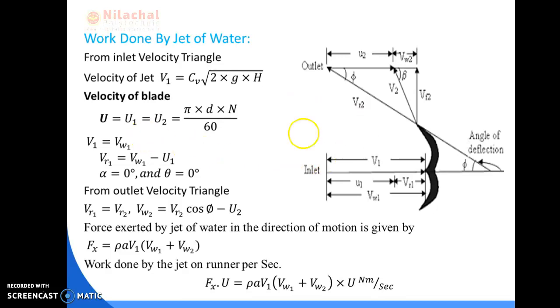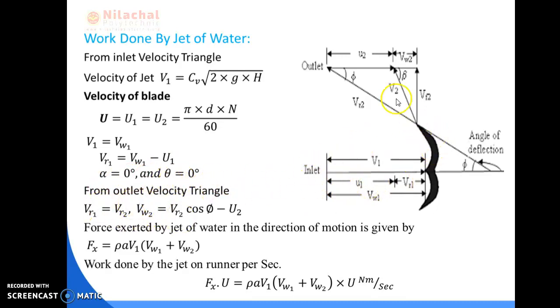If d is the diameter of the blade, then velocity of blade will be equal to pi d n by 60, where n is the speed of shaft in RPM. Now from the inlet triangle, we have V1 is equal to Vw1. Relative velocity is nothing but the difference between velocity of jet and velocity of blade, that is V1 minus U1. But V1 is equal to Vw1, so directly we write Vr1 is equal to Vw1 minus U1. Alpha is 0 degree, theta is 0 degree.